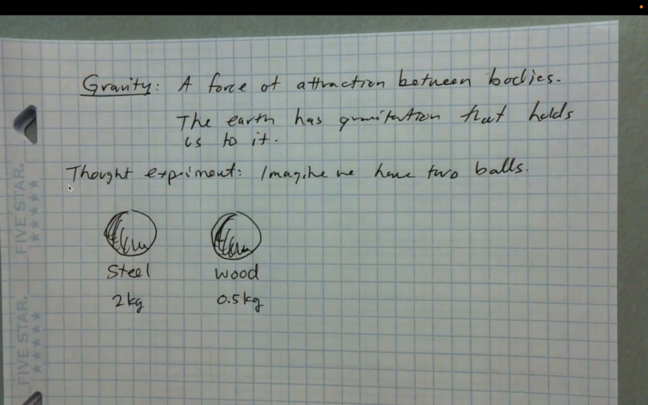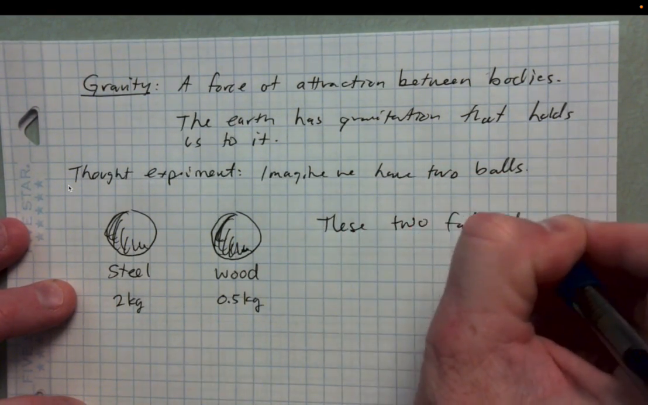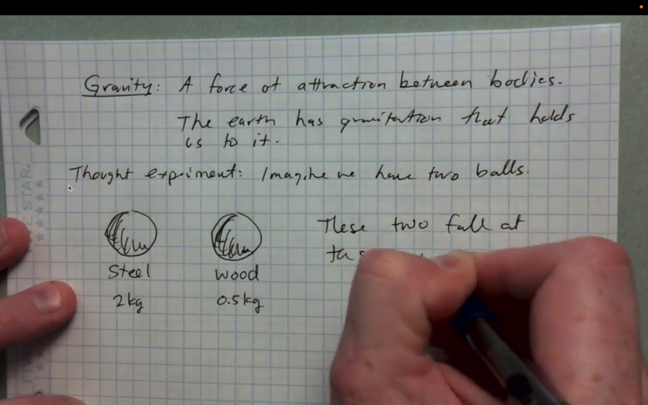Now, it can be shown by experiment that these two objects, even though they have very distinct masses, fall at the same rate, assuming no air resistance. So these two fall at the same rate, right?